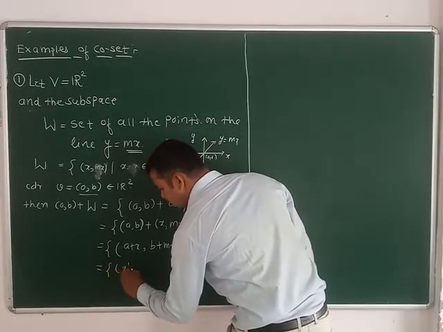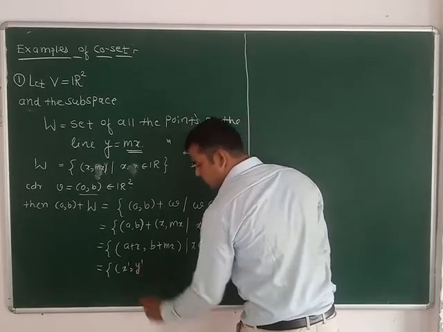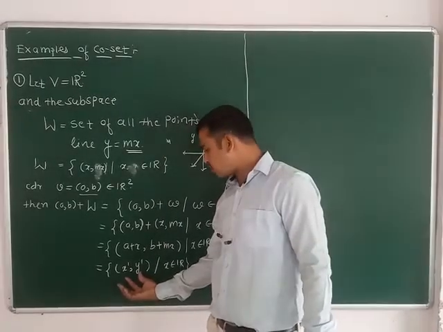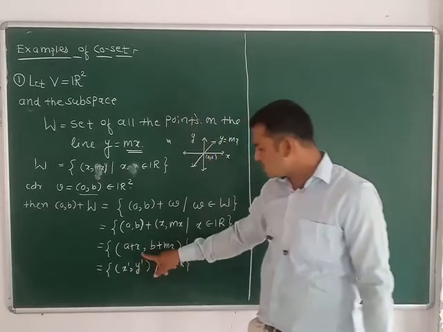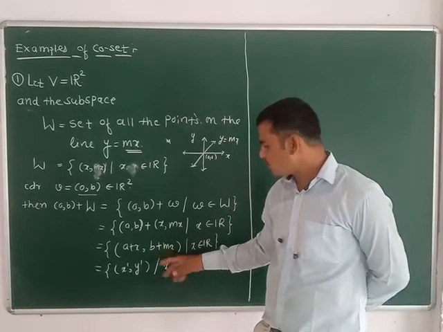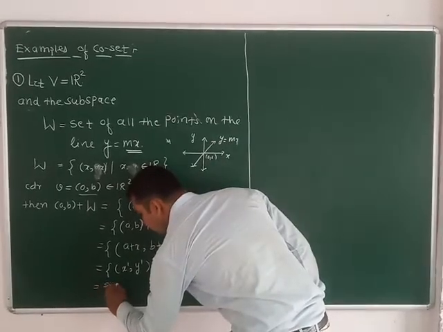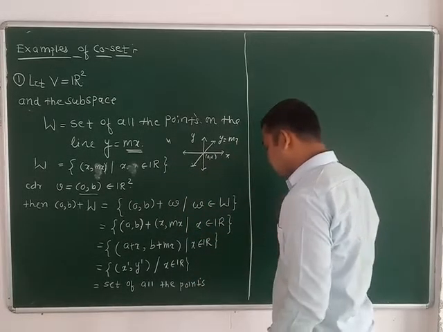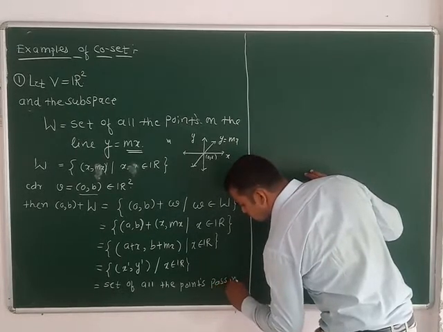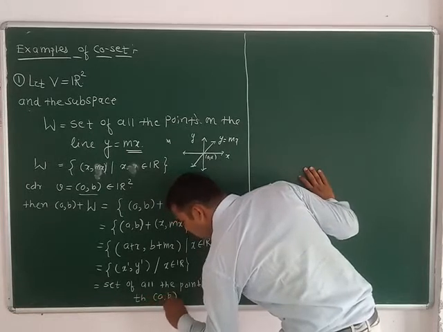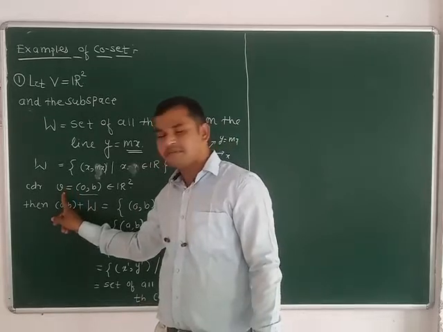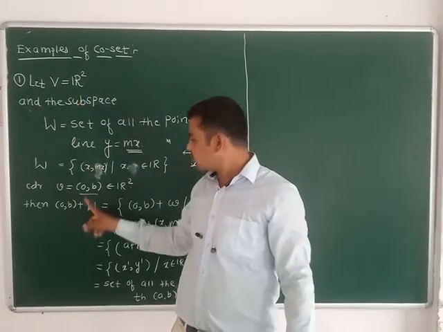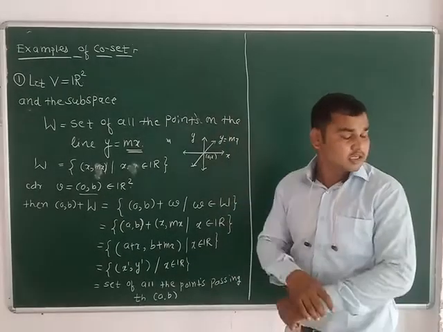Can I write this as x dash, and this as y dash, where x belongs to R? Now this is the collection of all the points shifted, passing through a comma b. Because if we substitute x equal to 0, then mx will be 0, and this point is a comma b. So it is the set of all the points passing through a comma b. This is the coset of W by this element a comma b of P. This is a coset of W in V, the coset of the subspace. So this is the first example.